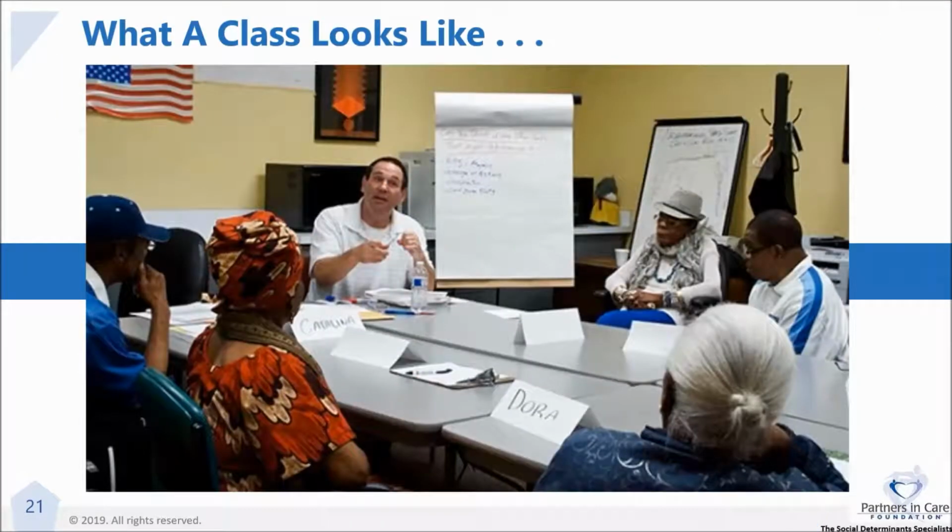And this is basically what a class looks like. You can see the gentleman in the white shirt with the dark hair. He's one of our lay leaders, and this is a community of people that are participating in the program.